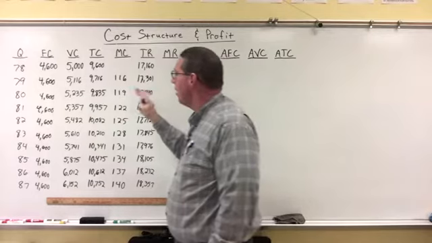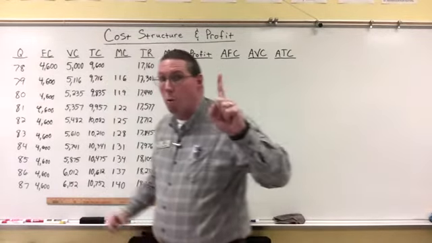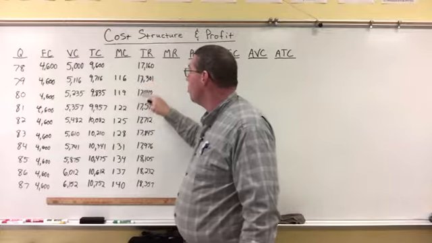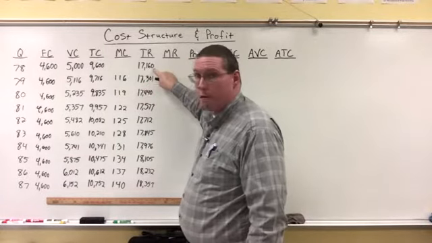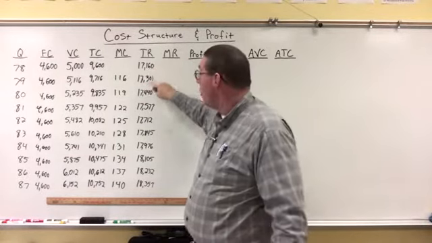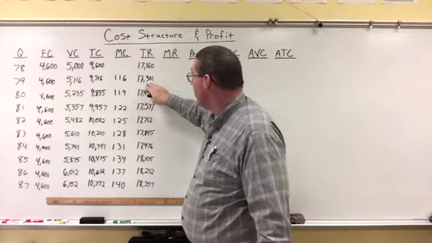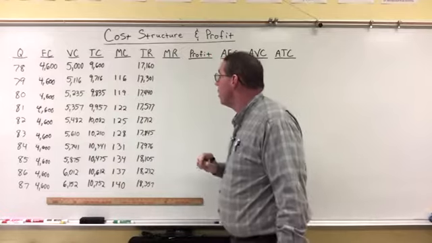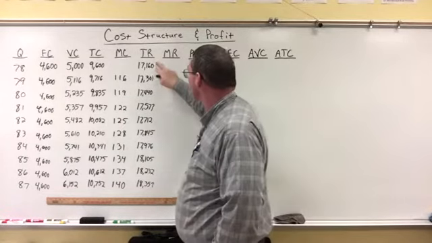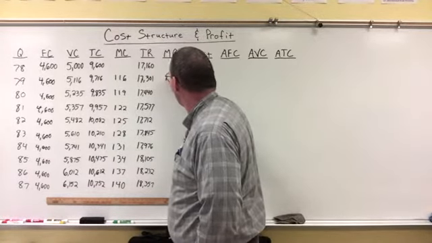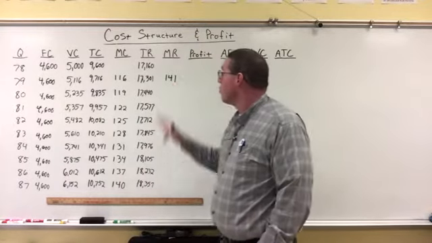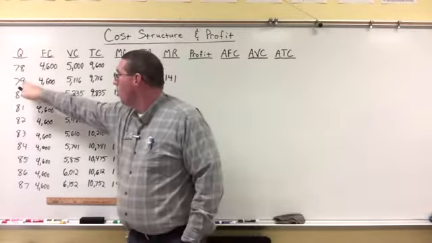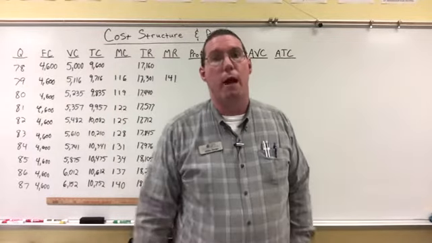But if they sell 79 units, if they go up by 1 more, then they will earn $17,301. That's larger than this number. By how much? Well, we have to subtract. We have to do 17,301 minus 17,160. And if you did this in a calculator, you would get 141. So the marginal revenue, the added revenue from selling 1 more unit, is $141.